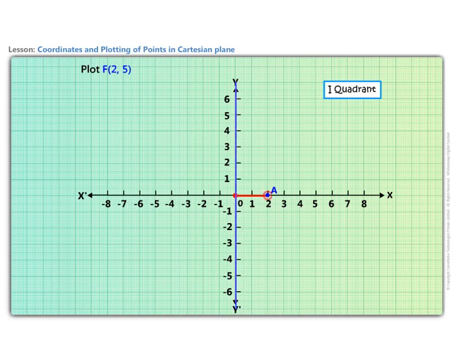We then look at the y coordinate of the point, which is 5. Now move 5 units in the positive direction of the y-axis and mark the point as F, which is the Ferris wheel. The distance of F from the y-axis is 2 units and from the x-axis is 5 units. Hence, F is the position of the point.